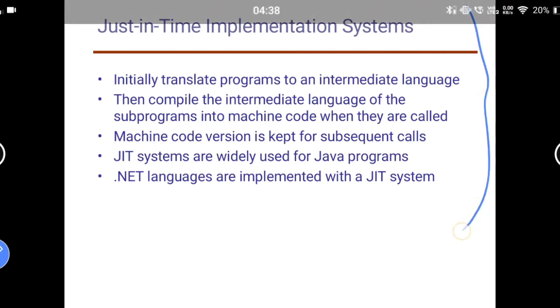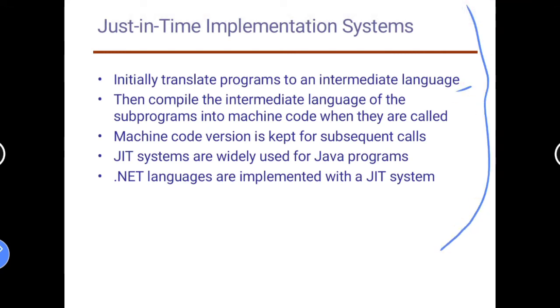Just-in-time implementation system. Initially translate the program to an intermediate language, then compile the intermediate language of the subprogram into machine code when it is called. The machine code version is kept for subsequent calls. JIT systems are widely used for Java programs. .NET languages are implemented with the JIT system.